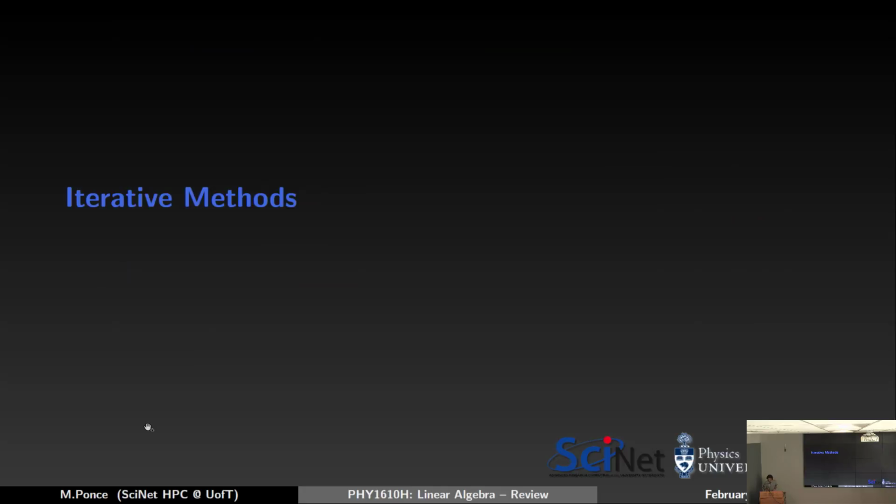I'm going to talk about iterative methods in the root finding part. How much is there? Like 17 slides.